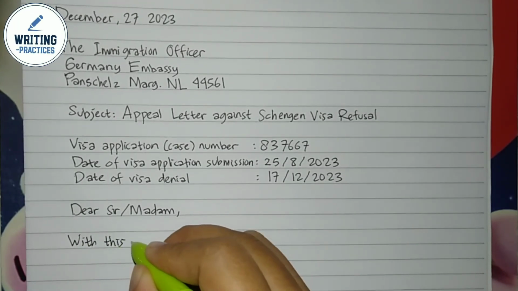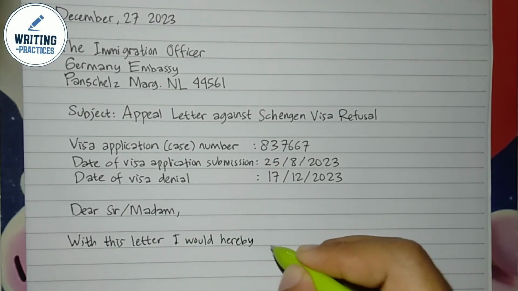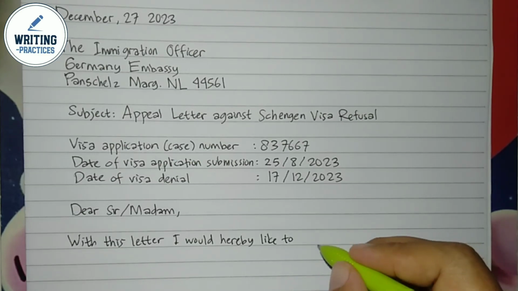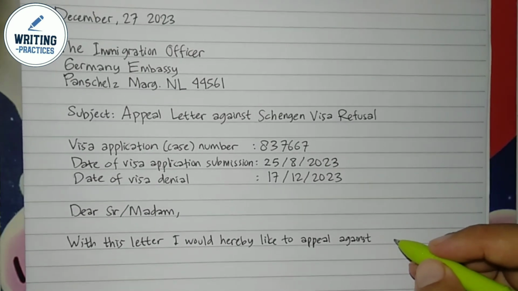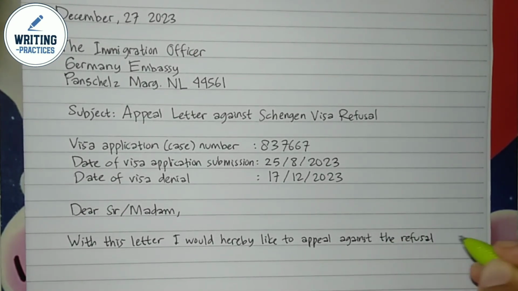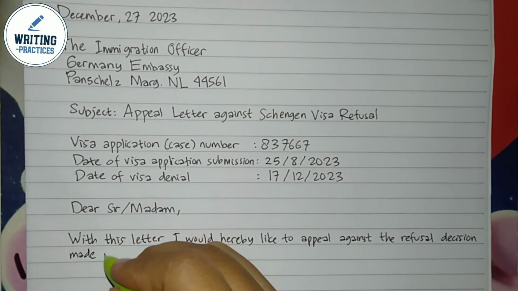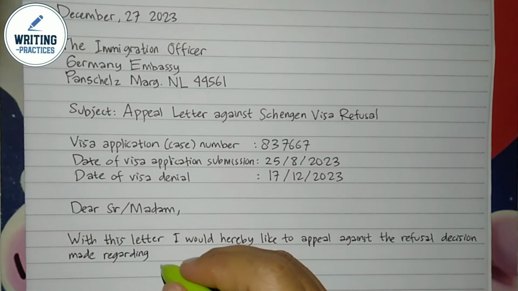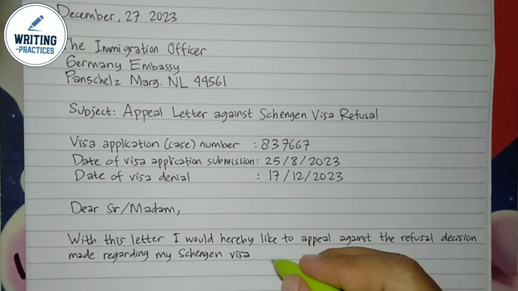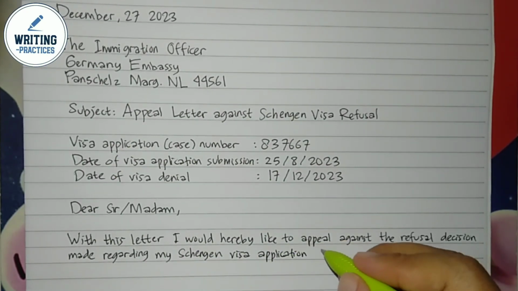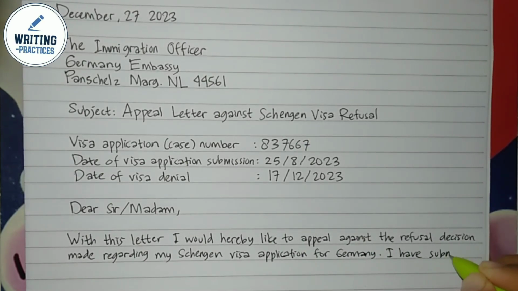Now, you may open the letter with Dear Sir or Madam as you don't know the officer's name. In the first paragraph, write that this appeal letter is about visa refusal. You need to mention the date you submitted the visa and where you sent it. Add more details that you have fulfilled all documents needed and resend the copies with this appeal letter.